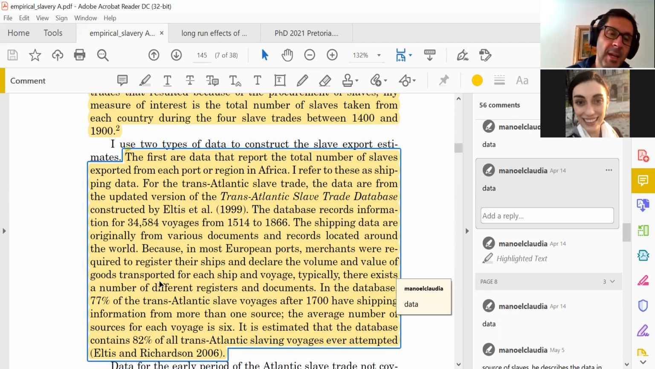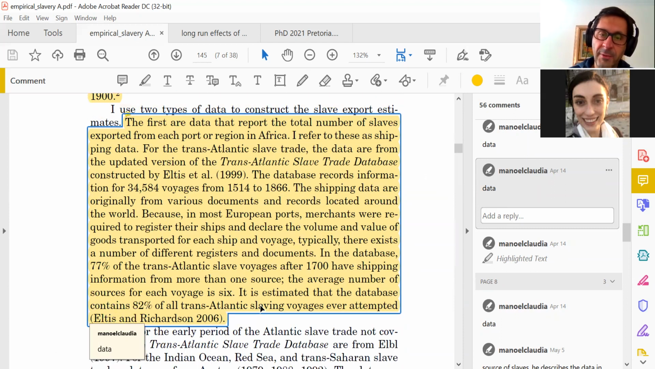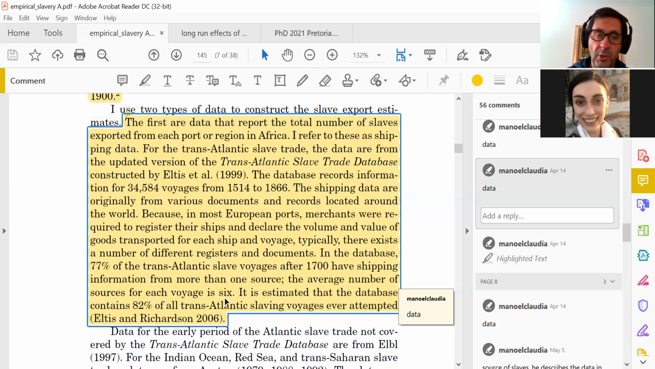Typically, there exists a number of different registers and documents. In the database, 77% of the transatlantic slave voyages after 1700 have shipping information from more than one source. The average number of sources for each voyage is 6.